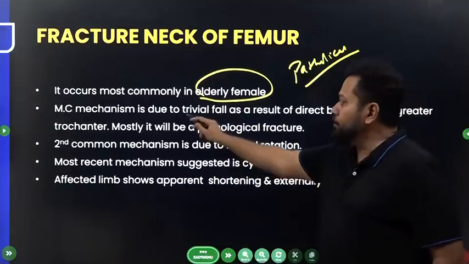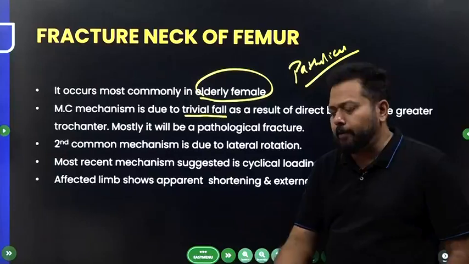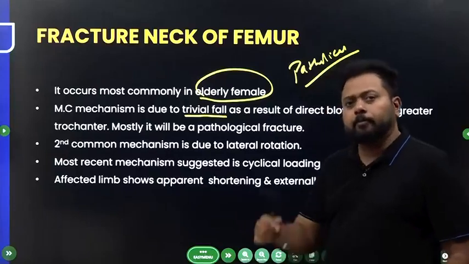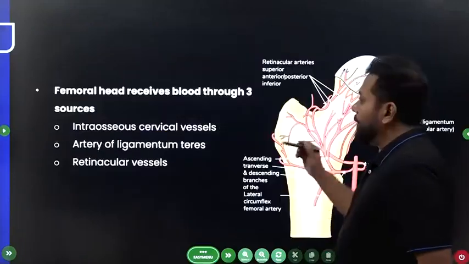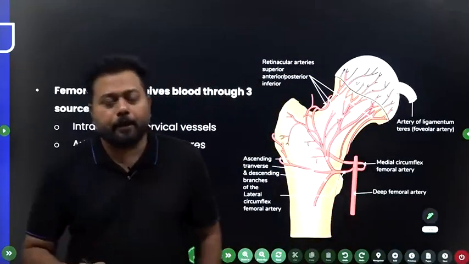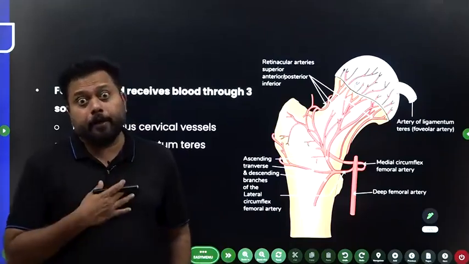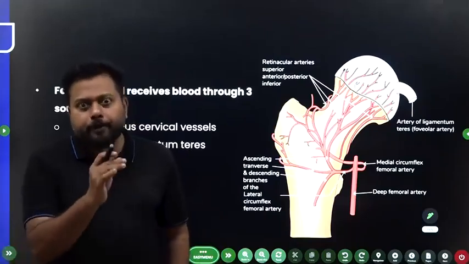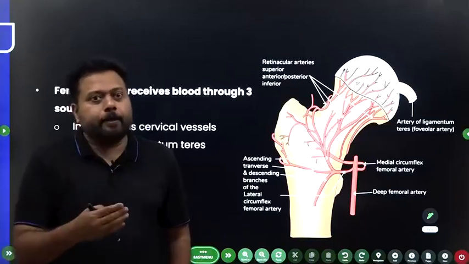The mechanism is a trivial fall. The patient won't have a violent injury or anything like that. They just slip in the toilet or bathroom and develop fracture neck of femur. Coming to the problem of fracture neck of femur, I had read in old Bailey and Love. An orthopedics chapter is there in Bailey and Love, and it has been mentioned like this.